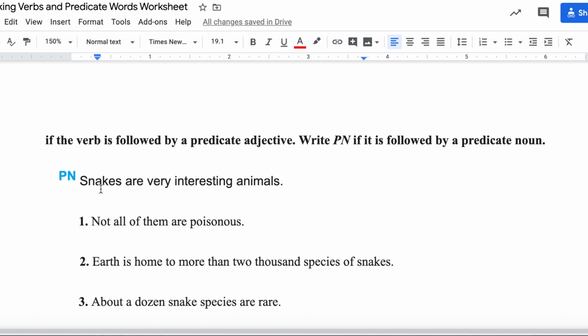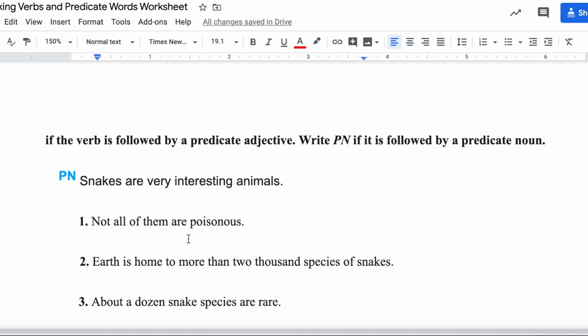So, for example, snakes are very interesting animals. Hopefully you guys are experts now at identifying the verbs. The verb in this case would be are, right? Are is a linking verb. Snakes are what? Snakes are very interesting animals. So, animals is a thing. So, that means it's a noun. So, it's a predicate noun. Okay, so let's do number one together.